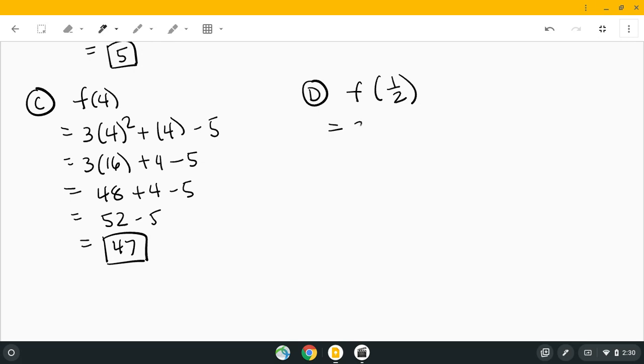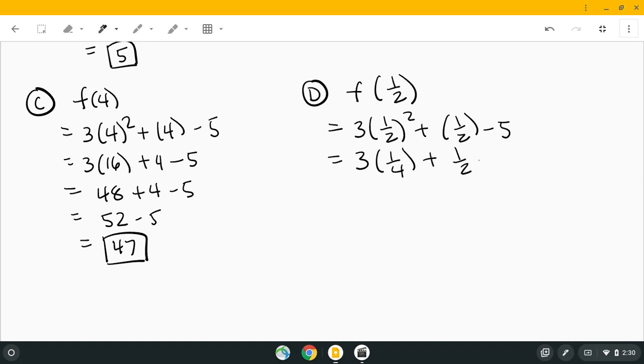All right, so this is 3 times 1/2 squared plus 1/2 minus 5. Exponents first, so 3 times 1/4 plus 1/2 minus 5. Multiply 3 times 1/4, so this is like 3 over 1. So multiplying across, 3 times 1 and 1 times 4, I get 3 over 4. I'm going to write this 5 as 5 over 1.